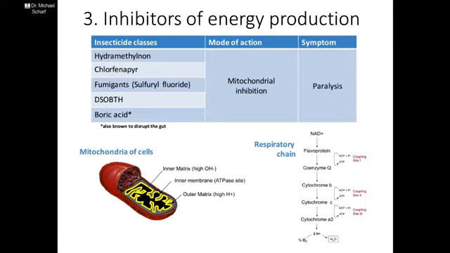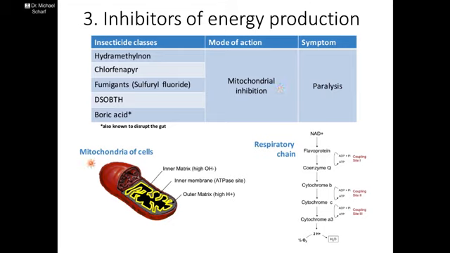The next group are the inhibitors of energy production, and we have a lot of different modes of action here, but different chemistries, different classes. Hydramethylnon, chlorfenapyr, we have our fumigants like sulfuryl fluoride, and then we have the wood preservation agents and other materials like the DOT, disodium octaborate tetrahydrate, and boric acid. So all of these things disrupt mitochondrial processes in the insect.